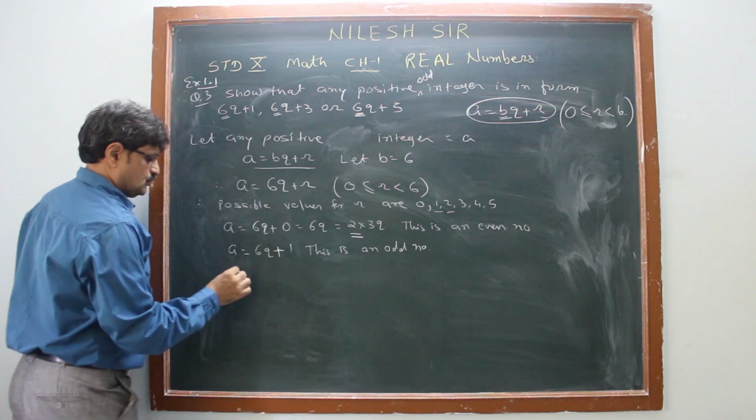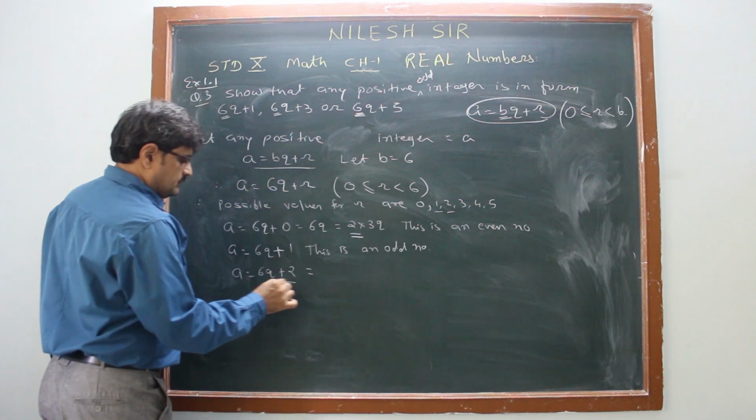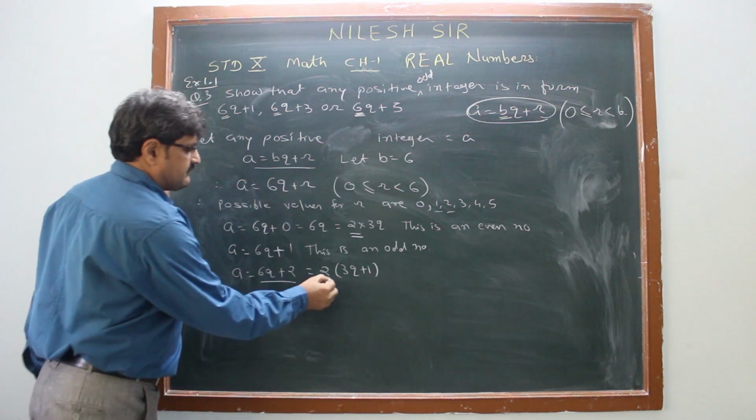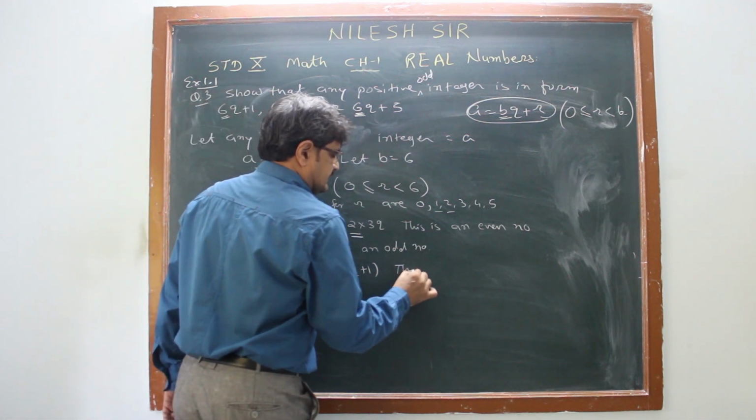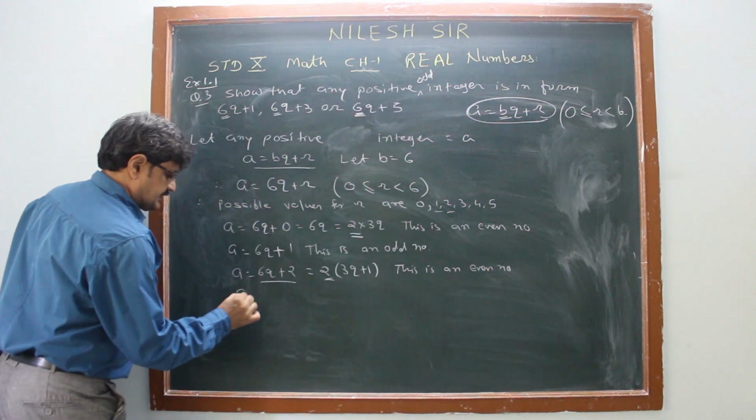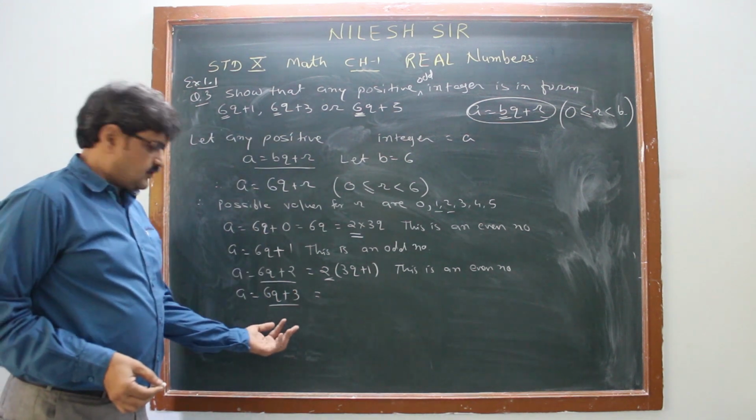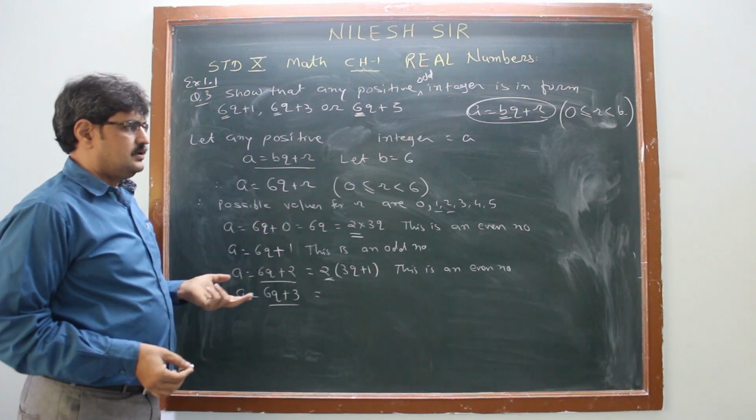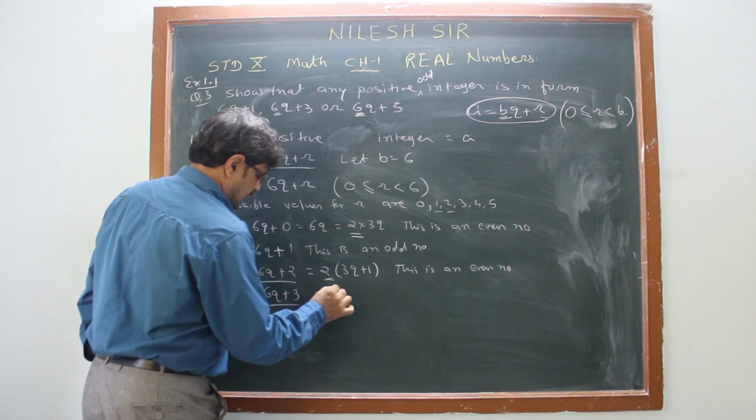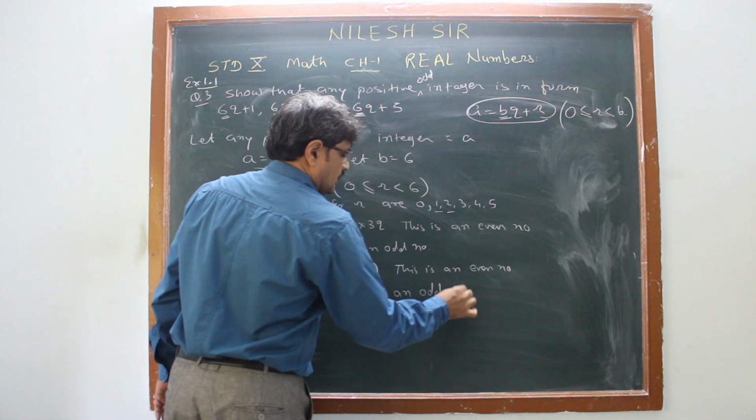Now the next one, that is 2. a is equal to 6q plus 2. I can take common 2 from these two numbers. I have 2 bracket 3q plus 1. Again I have a factor 2, so I can consider it an even number. Next, a is equal to 6q plus 3. Now I cannot take 2 common from these two numbers. We just have to think about whether we get 2 as a factor or not. So 6q plus 3 is an odd number.